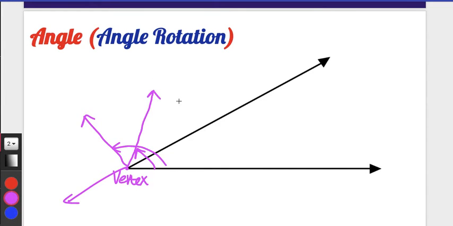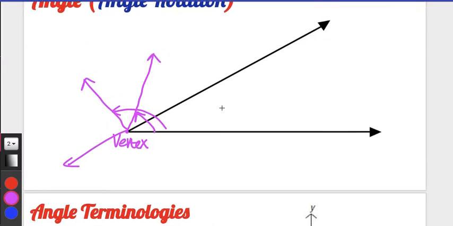And we call this angle rotation, because you can keep rotating one of the rays to define the angle's position. I know I just gave a very brief introduction here, and it's probably not easy for you to understand the whole picture. So now let's look into more detail to understand the terminology we are going to use for angles.